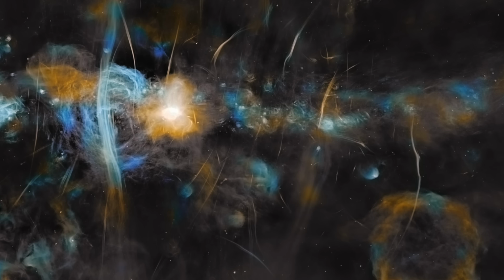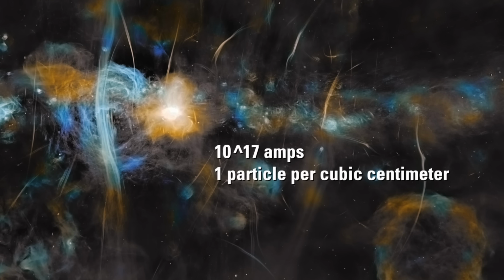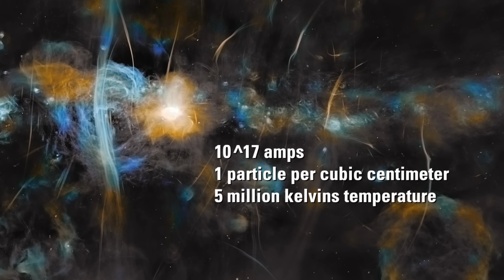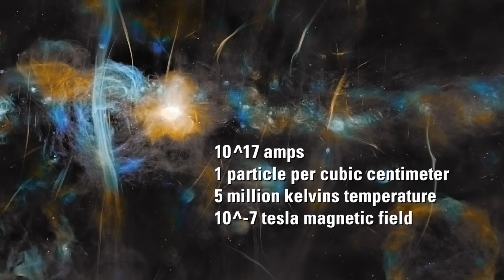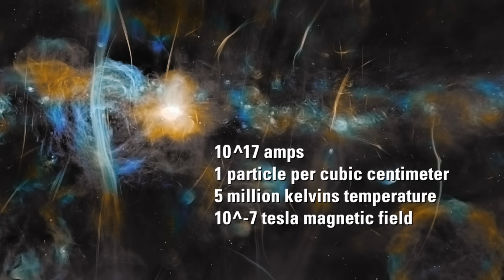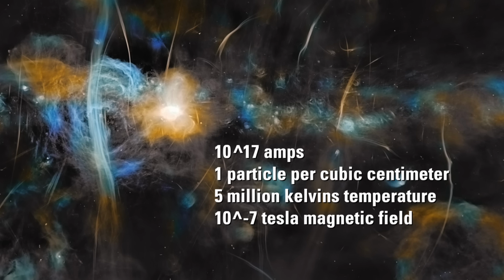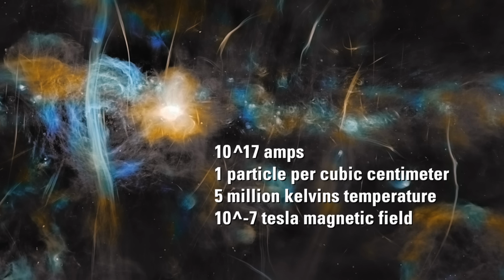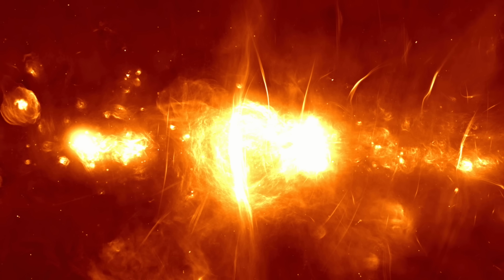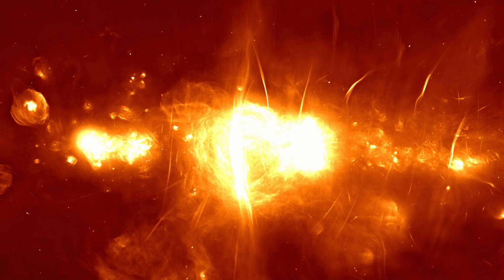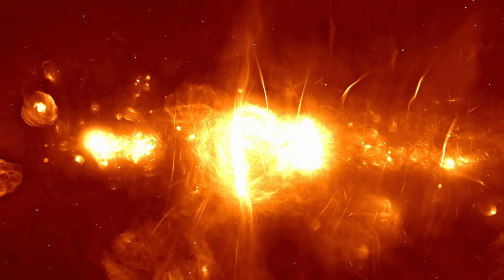And we see that 10 to the 17th amps, a particle per cubic centimeter, 5 million degrees, and 10 to the minus Tesla magnetic field is the combination needed. I don't know that the individual numbers mean much. Certainly, the relationship between them is important to achieve the required result.